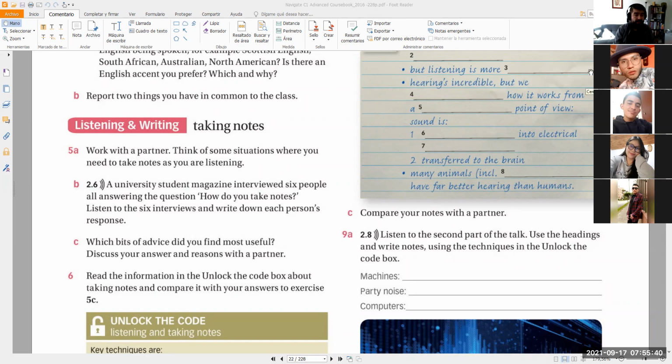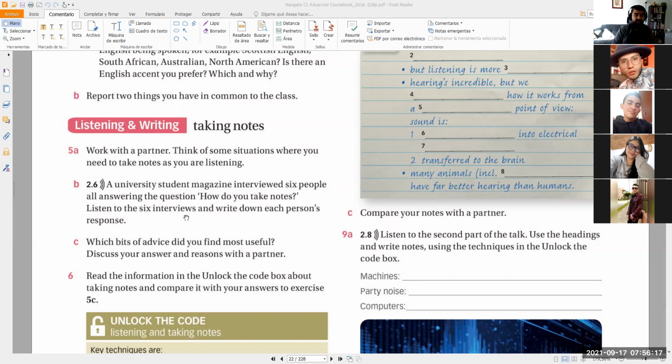So guys, we're gonna do a little listening exercise. And look at this. It says a university student magazine interviewed 6 people, all answering the question, how do you take notes? You guys are going to listen to the 6 interviews and write down each person's response, okay? So that means you have to write down 6 persons' responses. Then we're gonna double check that.